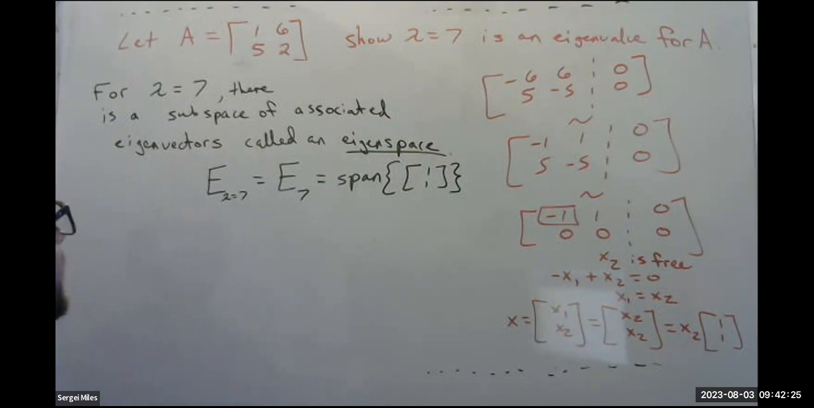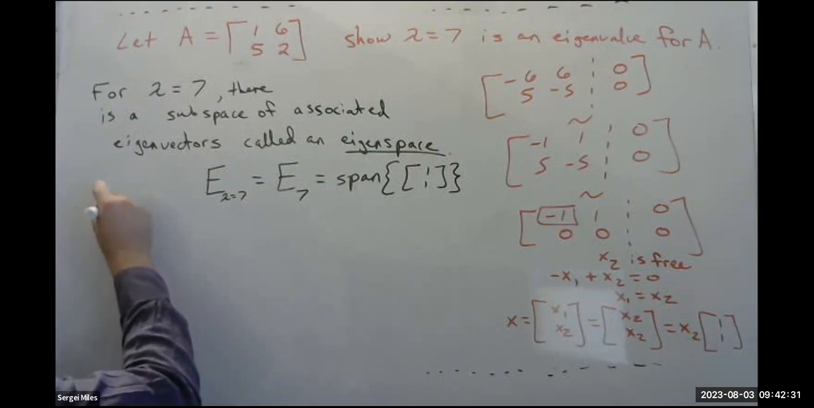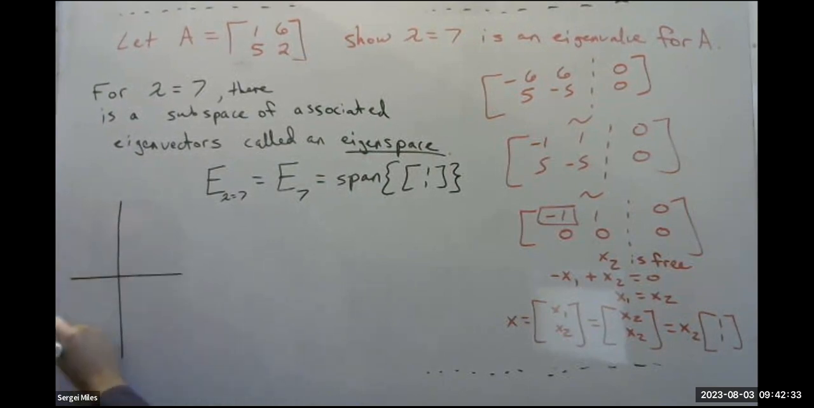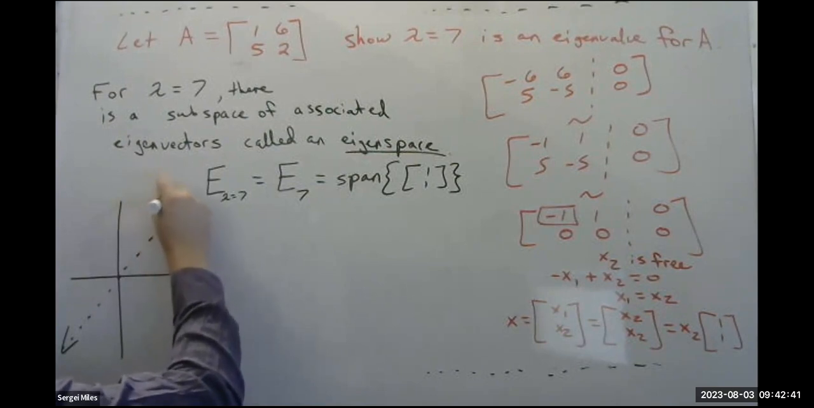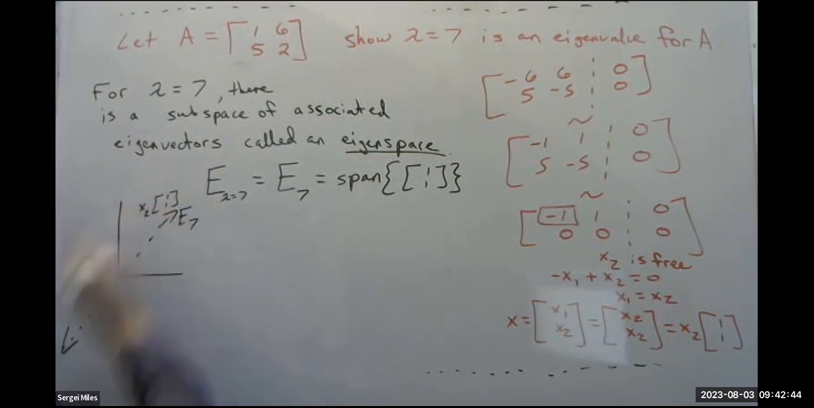Okay. Now, what else can we say about this? Well, we are working in R2, so we can graph this. And in fact, this eigenspace is associated with the line which is a multiple of 1, 1, right? Any multiple of the vector 1, 1 is this line. So the eigenspace associated with lambda equals 7 is this one-dimensional subspace of R2.